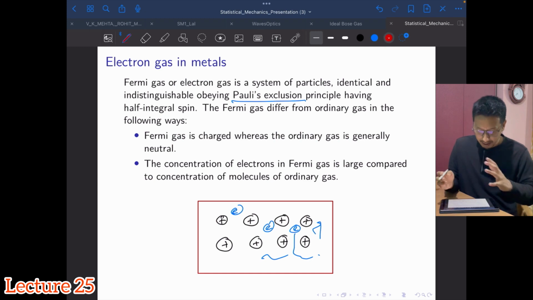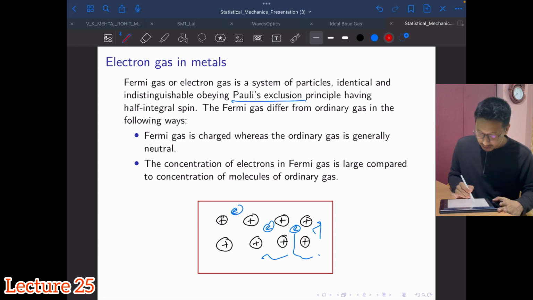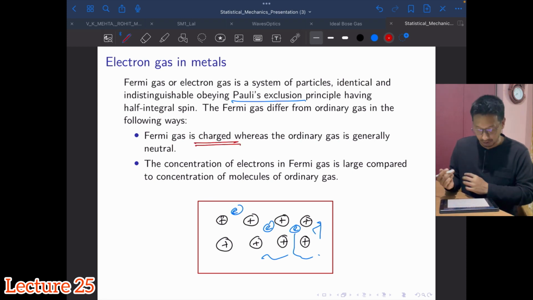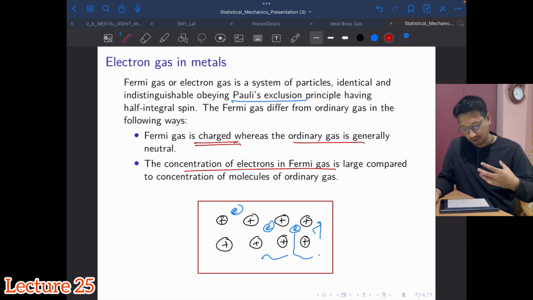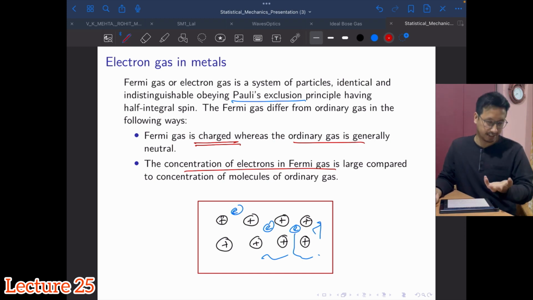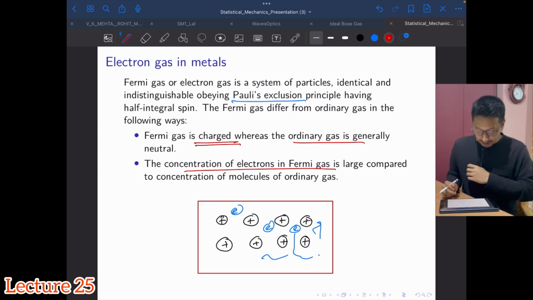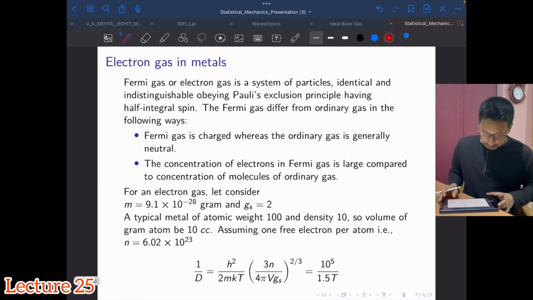We can take a quick look at how they are different from an ideal gas. First of all, they are charged particles, we know that, while an ordinary gas is generally neutral. And the concentration of electrons in a Fermi gas is large compared to the concentration of molecules in an ordinary gas. That is also a true fact. All right, so let's discuss more of this electron gas in metal.